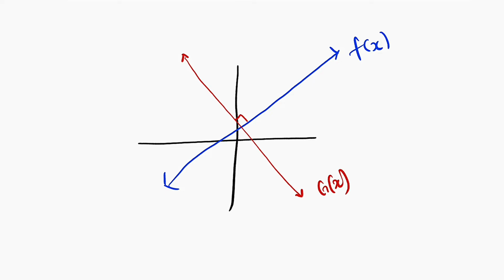That's point number one. Number two, if the slope of f(x) is m, then the slope of g(x) will be -1 divided by m. This means that the slope of g(x) is just the negative reciprocal of the slope of f(x). Okay, let us tackle that problem.